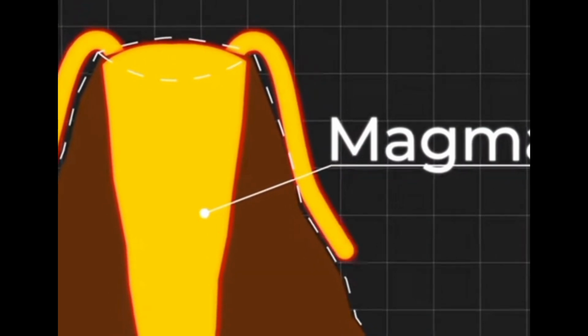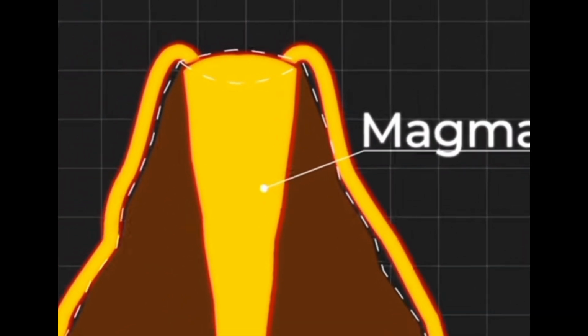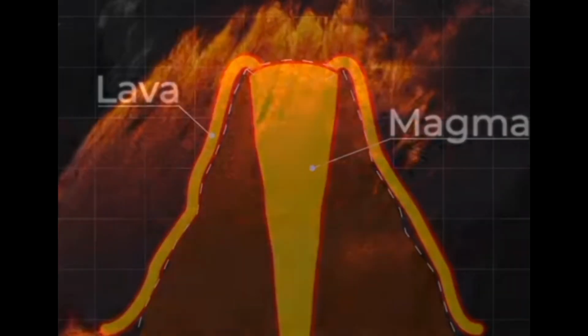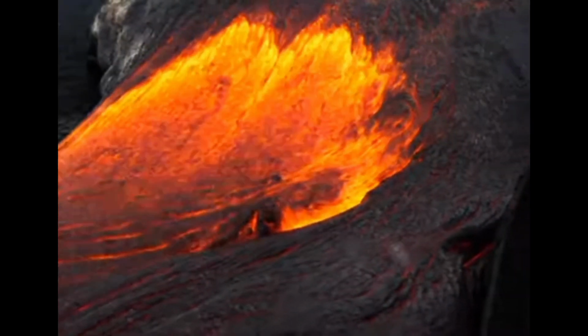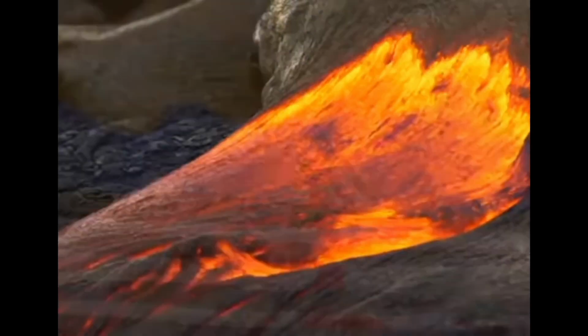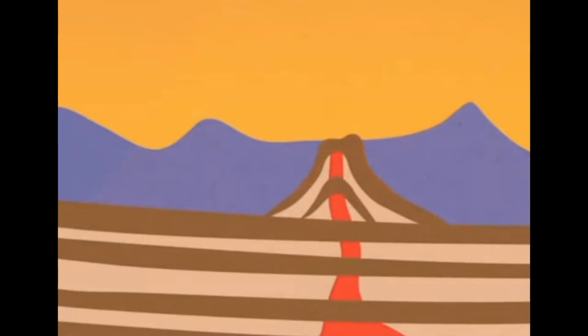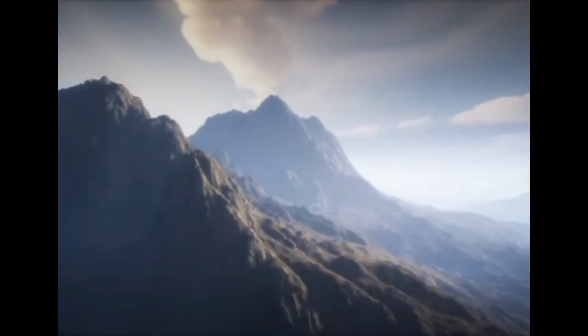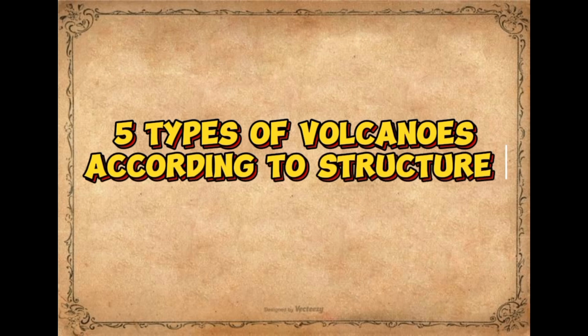When the lava cools down, it hardens to create an extra layer on the Earth's crust. Over time, there are more volcanic eruptions, and each time the lava cools, it builds up the Earth's crust to eventually form a mountain called a volcano. Now, let's proceed to the 5 types of volcanoes according to structure.